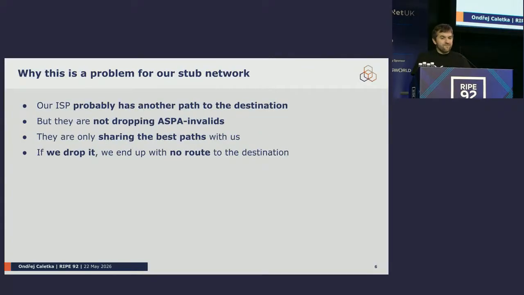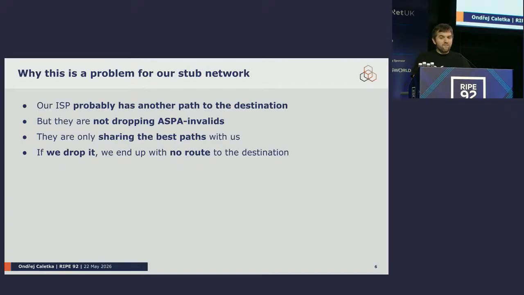So where's the problem? The problem is that this is very likely not the only path from here to CZ.NIC. There are probably other paths going through the approved providers. But if our ISP is not dropping ASPA invalids, they are only sharing the best paths with us. We don't see any path other than the best one, and the best one goes through this peer, which is not their provider. So if we drop it, there is no alternative path that we could use. We will just end up with no route.